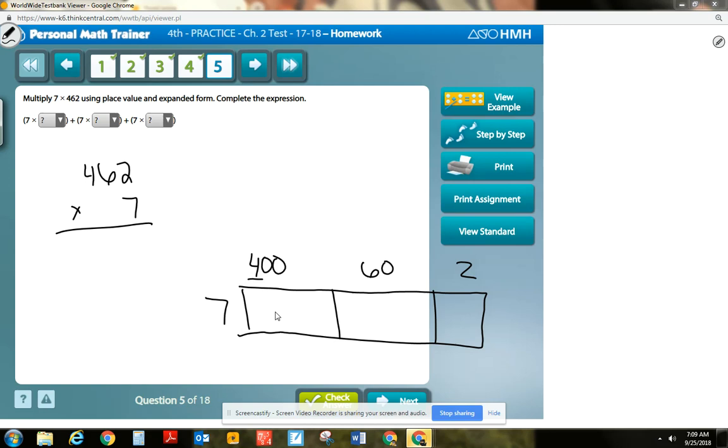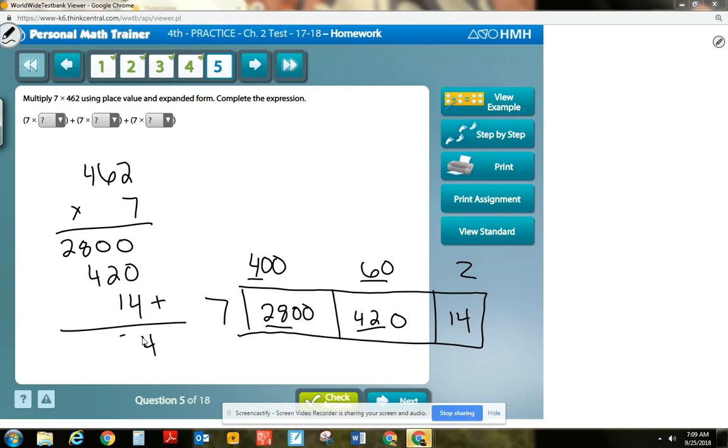So here we go. 7 times 400 is 2800. 7 times 6 tens is 42 tens. Then 7 times 2 is 14. So 2800, 420, 14. I'm going to add them together. 2800 plus 420 is 3220, plus 14 is 3234.